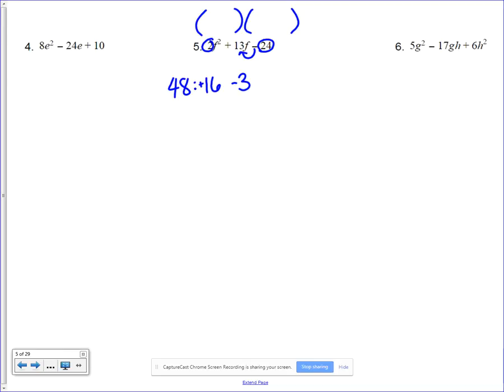Drop down the 2f squared. I'm going to put my negative factor first. In this case, it was minus 3. And what am I going to put on that minus 3? An f. Then I'm going to put a plus 16 with an f on it. And then I'm going to drop down the constant of minus 24. Now what are you going to do? Group them. There's 4 terms, so I'm going to group it 2 by 2.